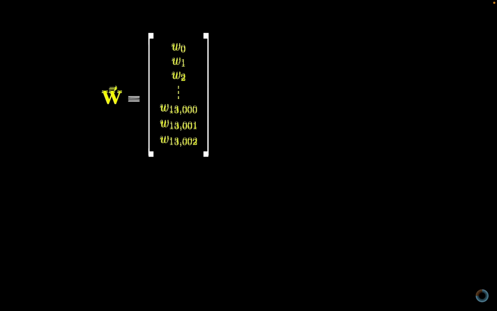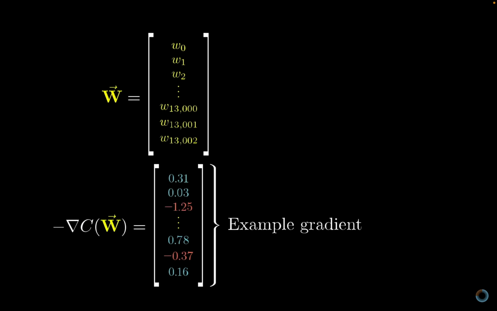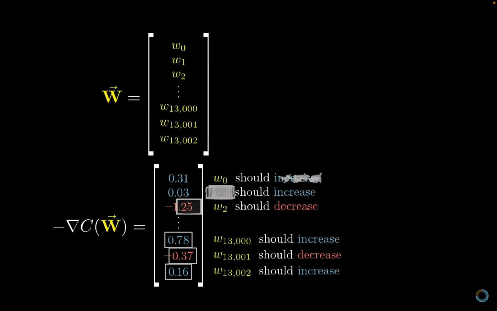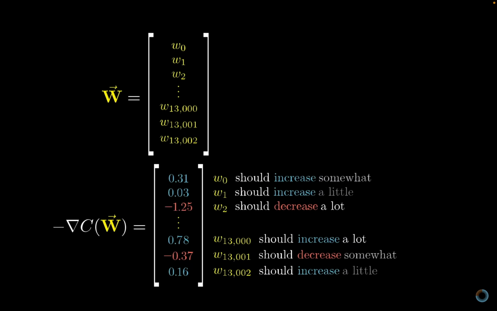Each component of the negative gradient tells us two things. The sign, of course, tells us whether the corresponding component of the input vector should be nudged up or down. But importantly, the relative magnitudes of all these components kind of tells you which changes matter more.